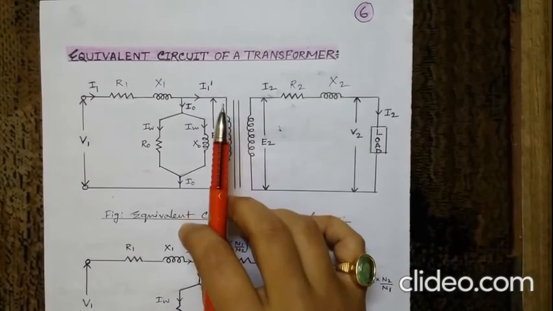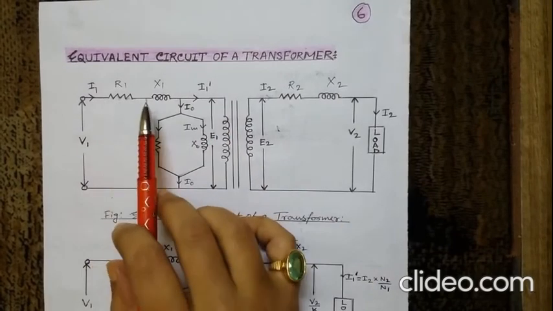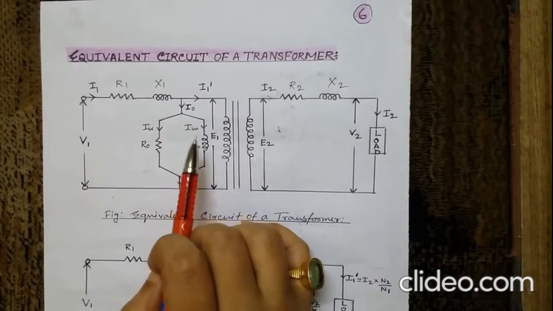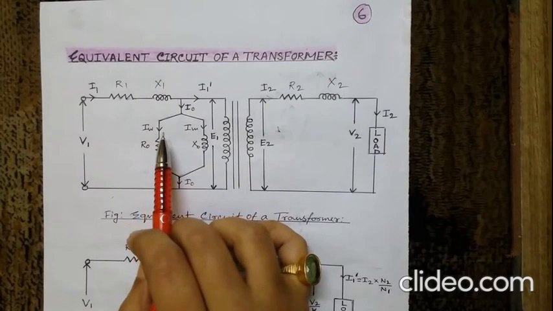Equivalent circuit of a transformer. The primary current I1 is composed of two currents, I1 dash and I0. Also, the current I0 consists of two components, IM and IW. Therefore, the current I0 can be considered to be split into two parallel branches.